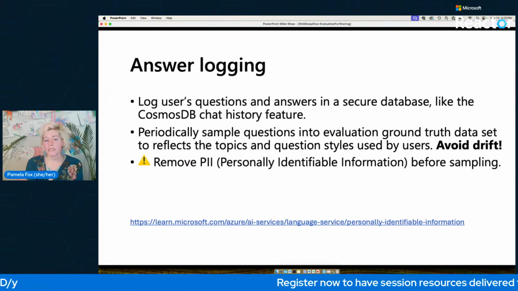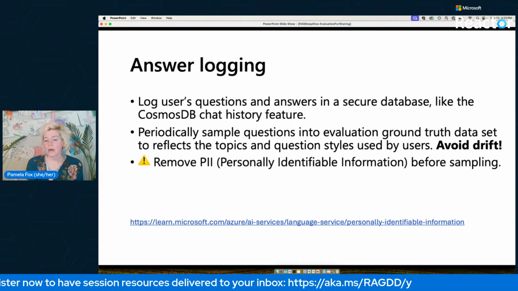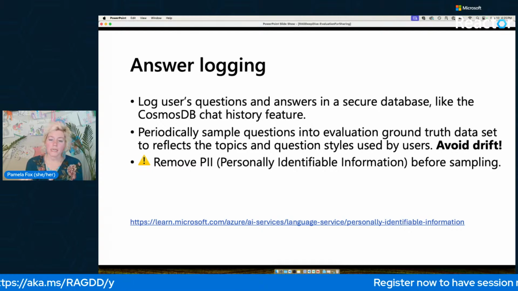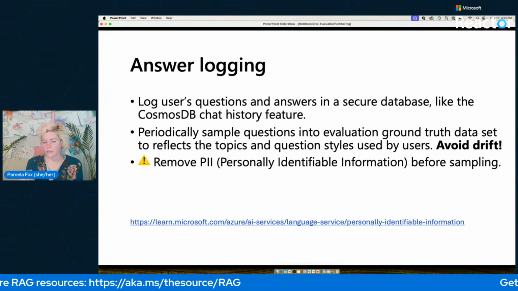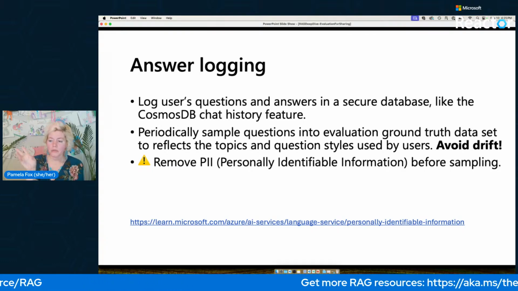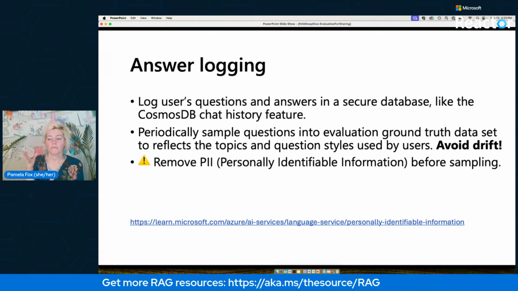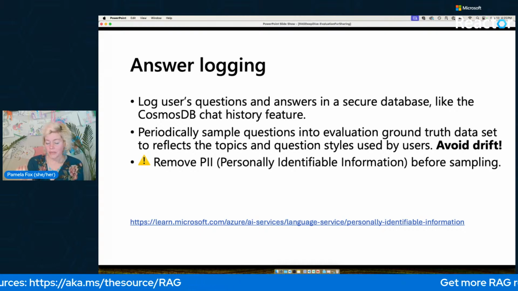The first thing we might want to consider is logging answers. We do log answers now in the chat repo if you're using chat history. Once you log answers, you could sample those questions into your ground truth data set to make sure that your ground truth data actually reflects what your users are asking. And you might also want to improve the answer if you didn't give a good answer to the user. This helps you avoid what's called drift. A big risk is that your ground truth data set doesn't actually reflect what your users are asking, and the best way to get around that is to actually get questions from your users.